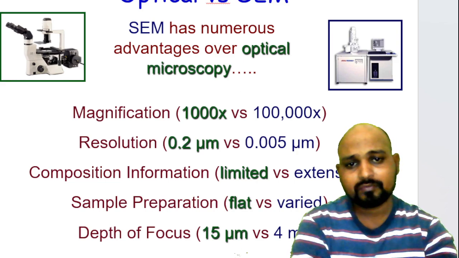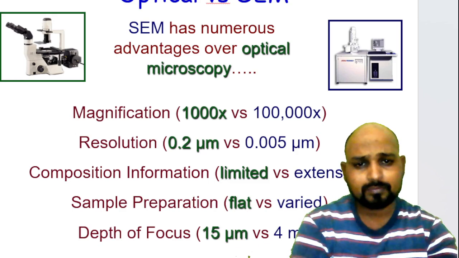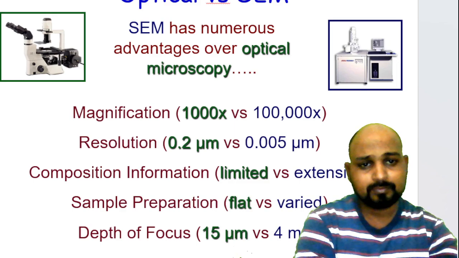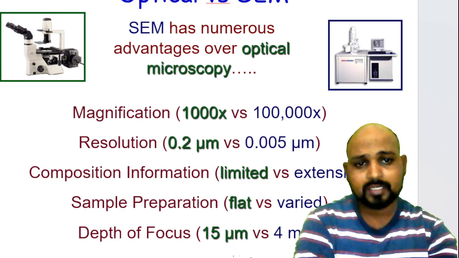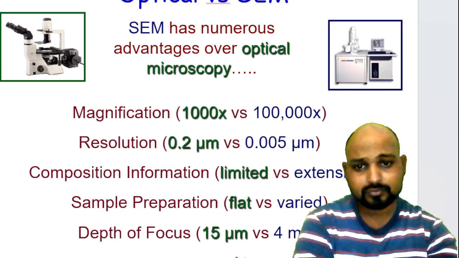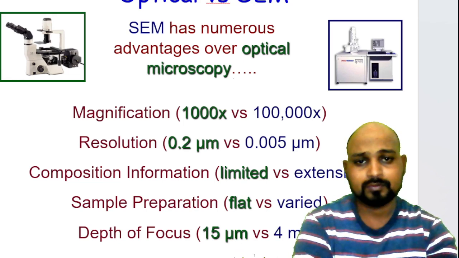The optical microscope has a magnification of 1000x, whereas SEM has a magnification of 1 lakh, or 100,000x. Resolution is also better: 0.2 micrometer for the optical microscope and 0.005 micrometer for the electron microscope, which is always much better than the optical microscope. Similarly, there are depth of focus, sample preparation and so on.